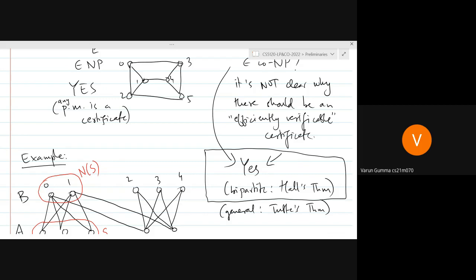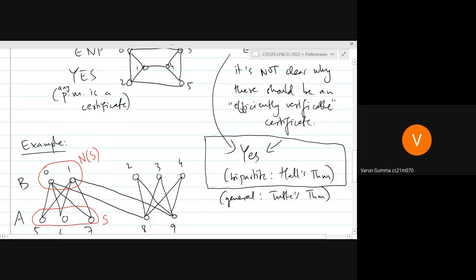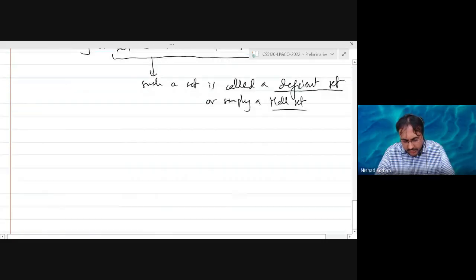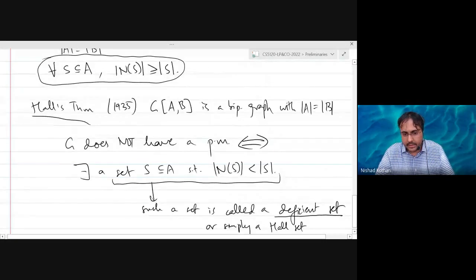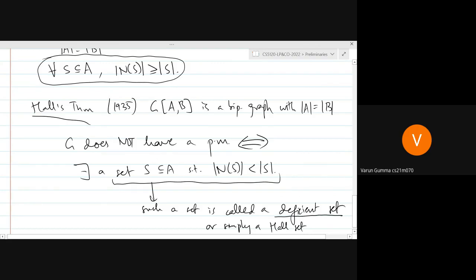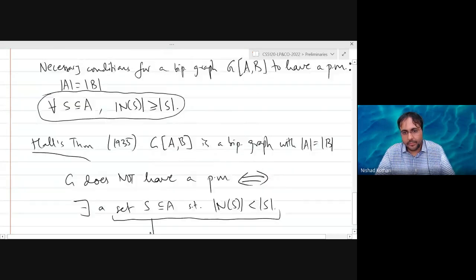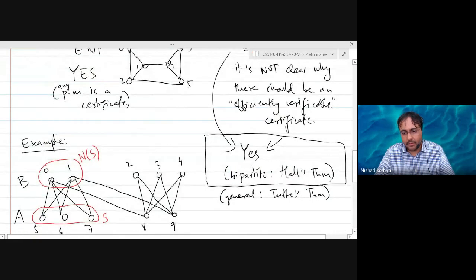Sir, I had one question. Yeah, go ahead. The Hall set is the neighborhood N of S, or is it S? Generally, it is S. S is the Hall set. It is a set that is deficient because its neighbors are too few. Okay. S will be the Hall set. Exactly. Good. Any other questions?